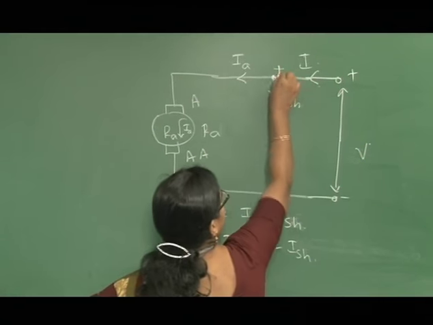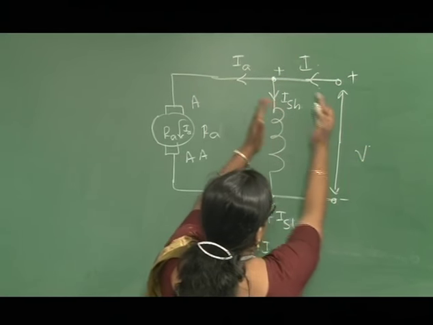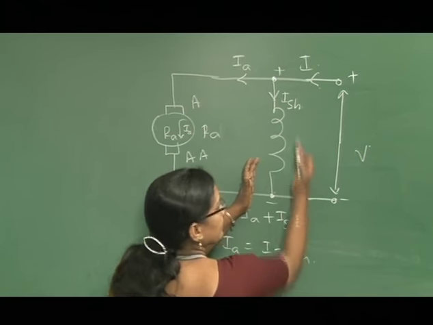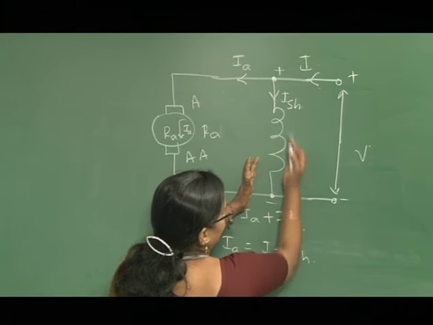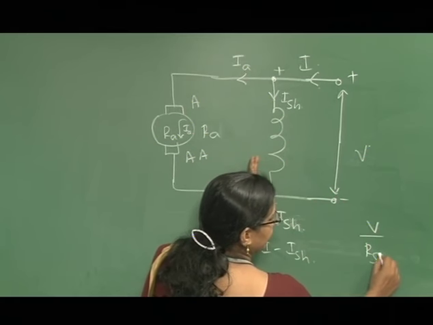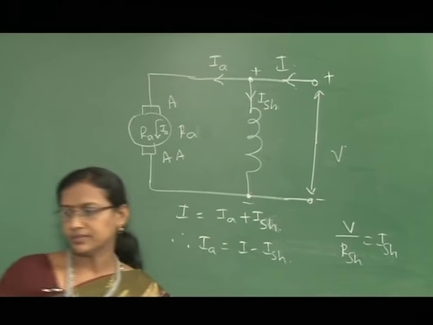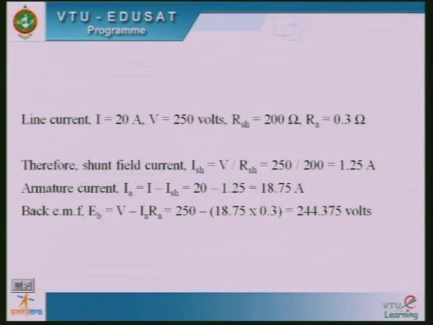So, now this will be the positive and negative, and since this voltage source is exactly parallel to this shunt field coil, the voltage across this shunt field coil is V, and V divided by the shunt field resistance will give you the current ISH. So, now ISH is equal to V divided by RSH, that is equal to 250 divided by 200, we are getting 1.25 ampere.